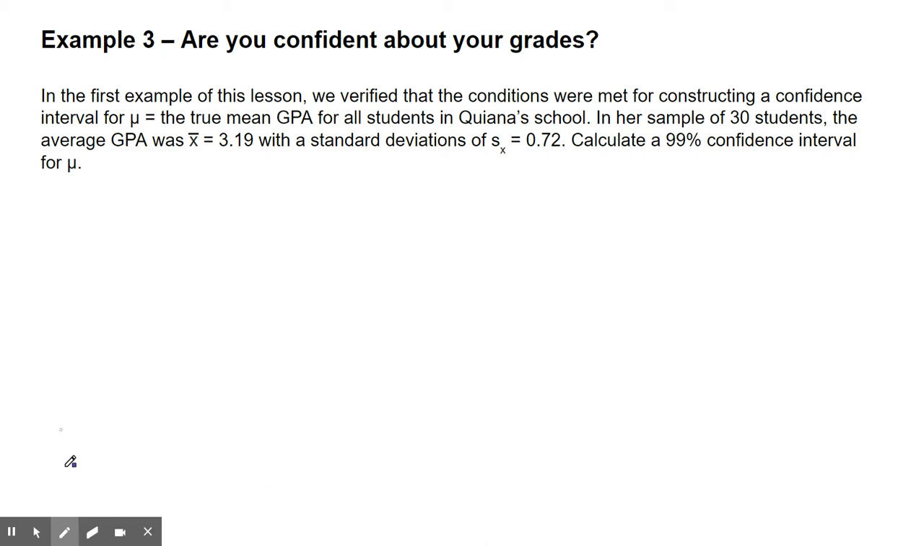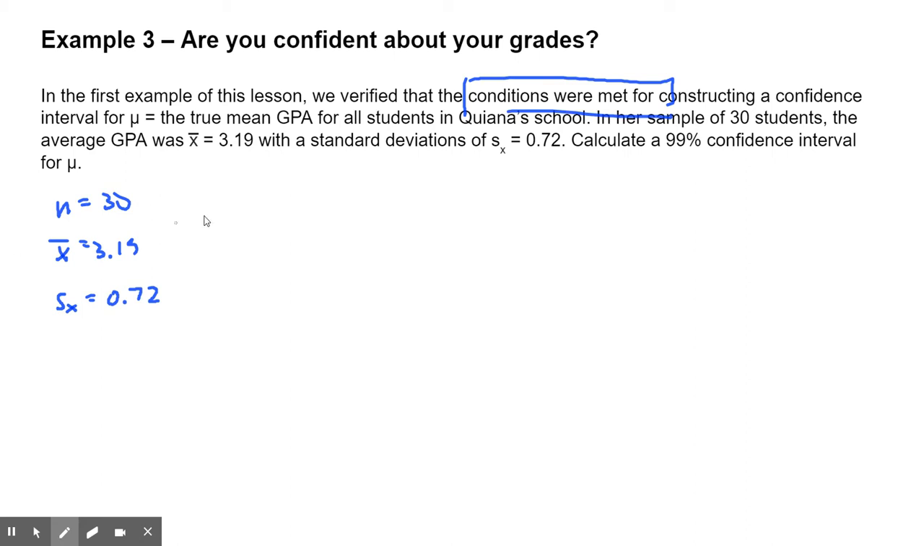All right, so a couple things here. First, I want to write down what I need. So I need n is 30. I need the sample mean x bar, that's 3.19, and I need the sample standard deviation, which is 0.72. Now, remember it says in example 1, the conditions were met, so the conditions are met, so we're good to go.